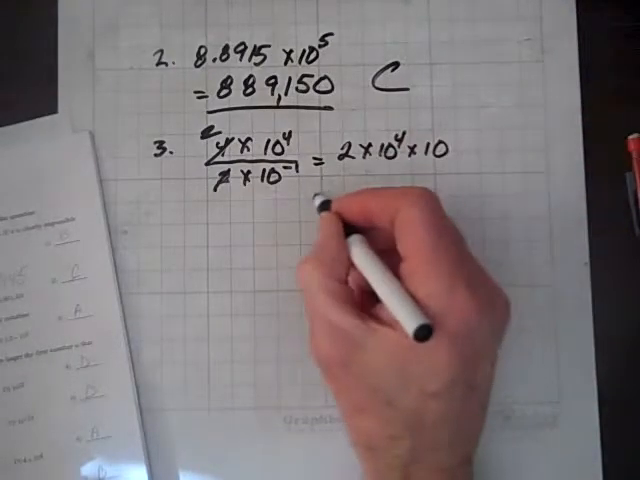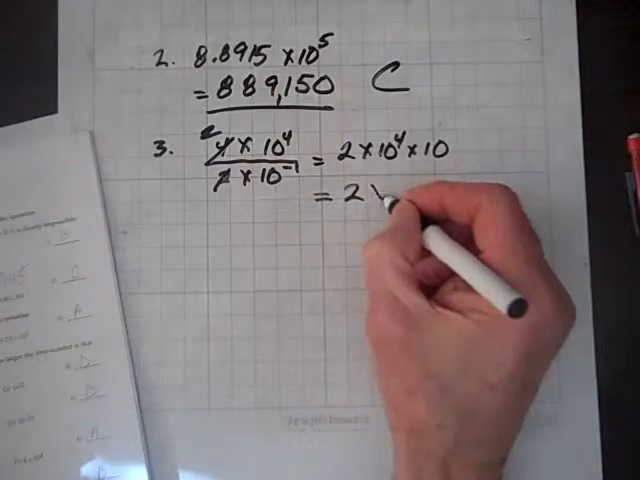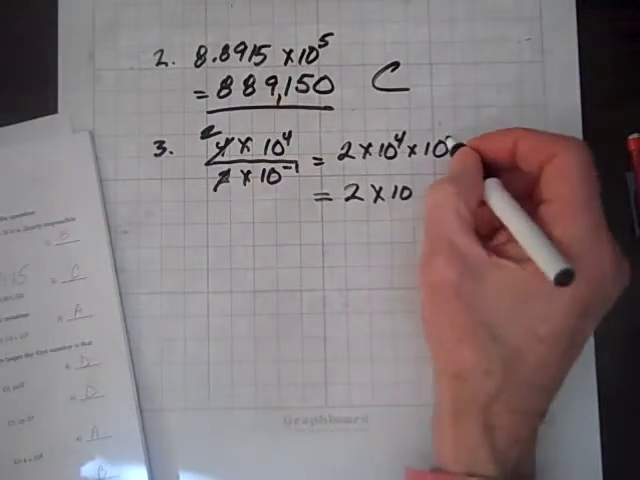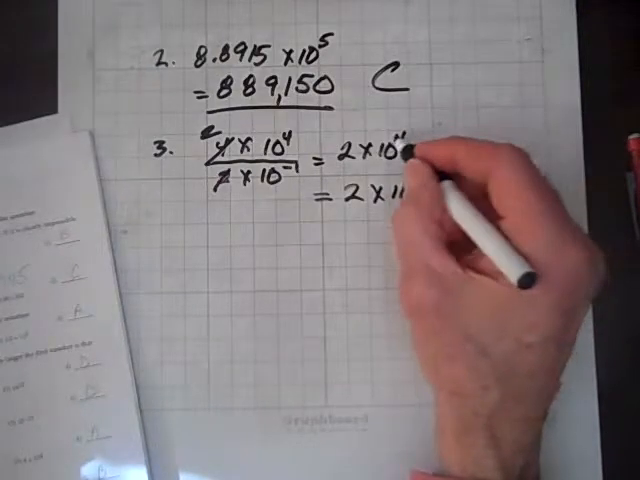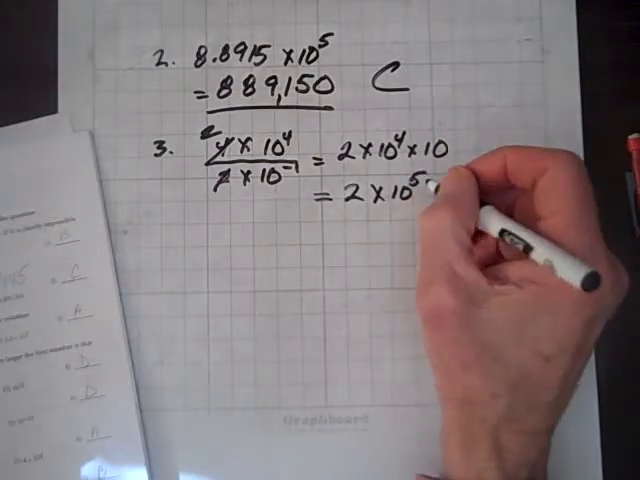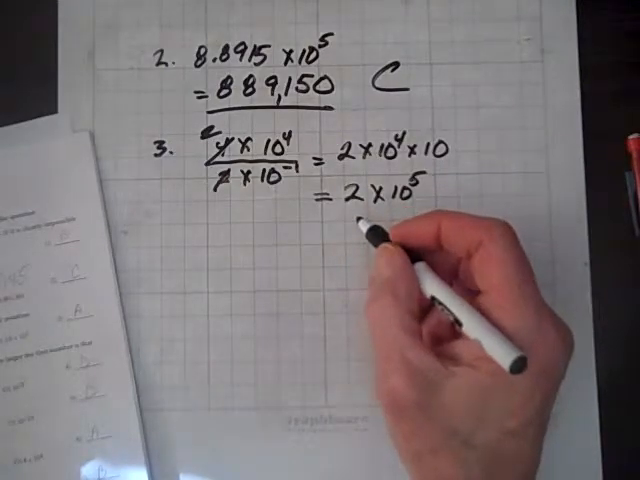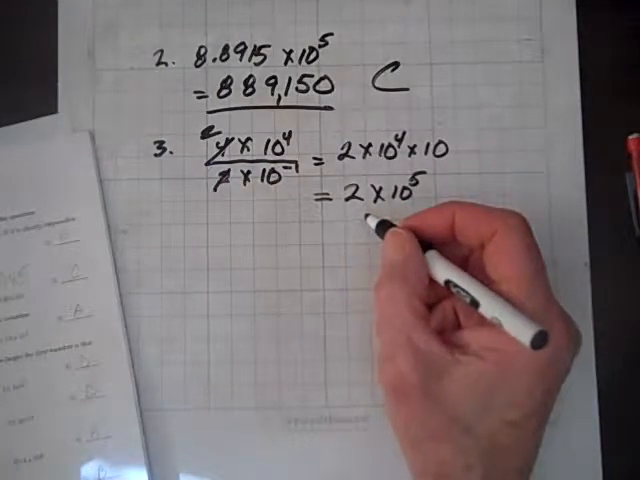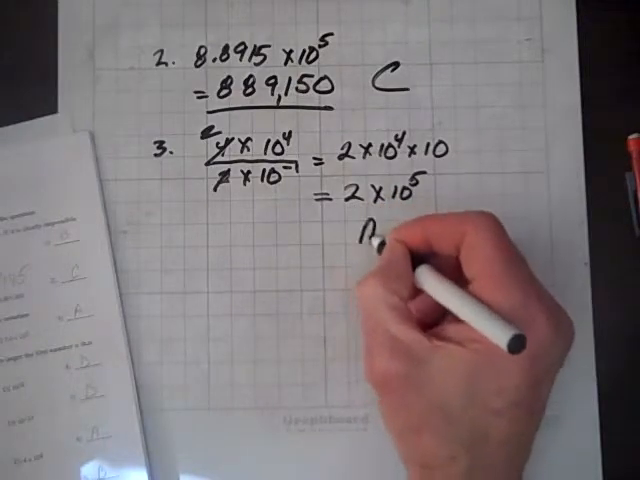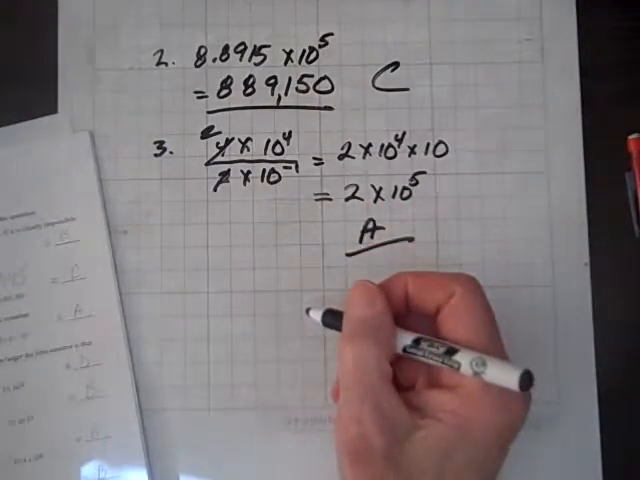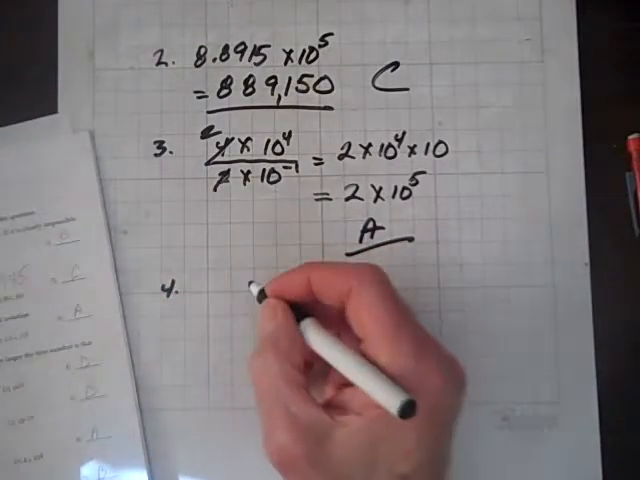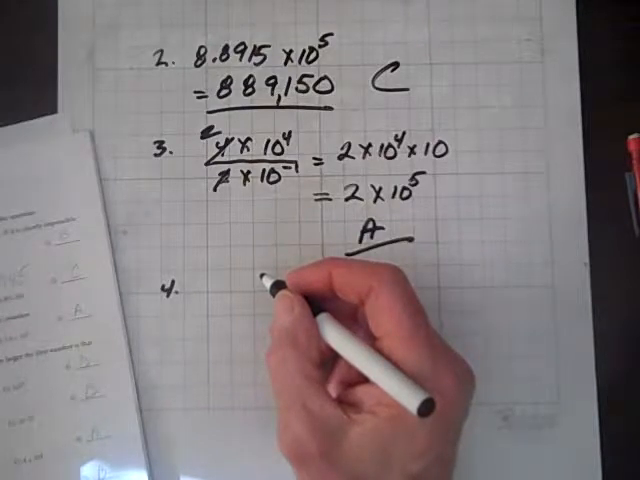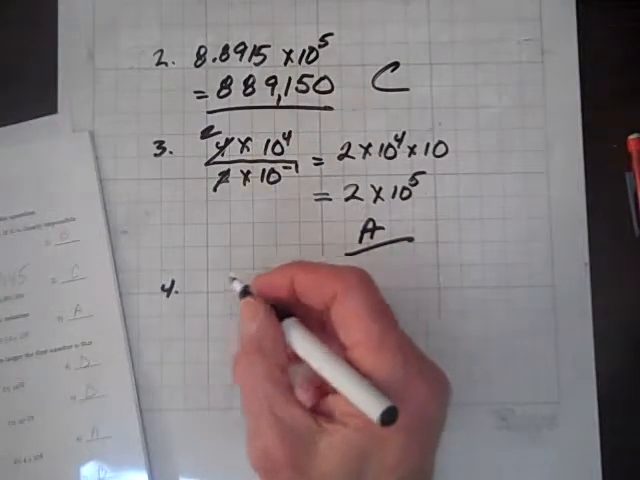Well, that's 10 to the 1st. Well, the 1's understood, so that equals 2 times, and now we add exponents. The understood exponent here is 1 because we have like bases, so 4 plus 1 is 5. And we're done. And what letter is that? Do we have that? Yes, that's A. So for number 4, determine by what factor the numbers differ. In other words, how many times larger is the first number than the second?